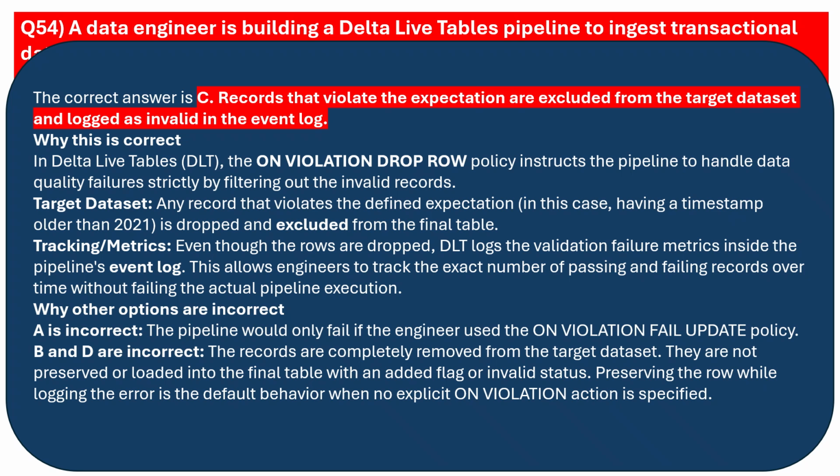B and D are incorrect. The records are completely removed from the target dataset. They are not preserved or loaded into the final table with an added flag or invalid status. Preserving the row while logging the error is a default behavior when no explicit on-violation action is specified.